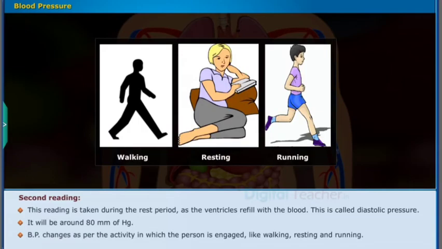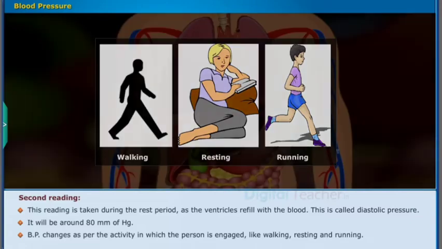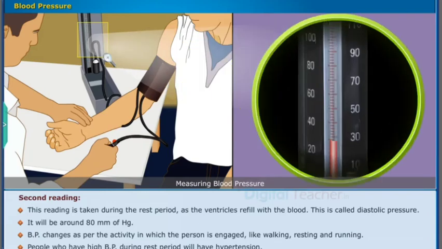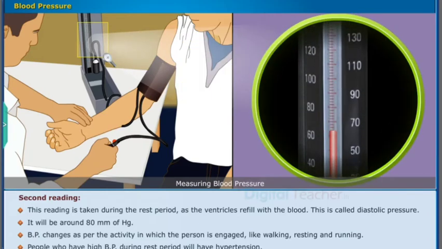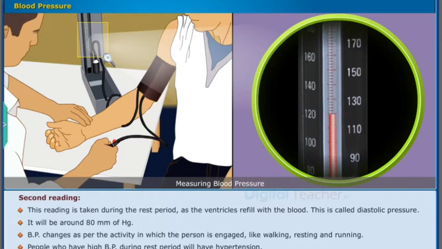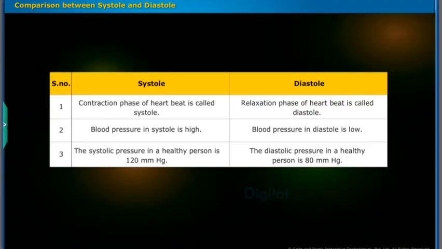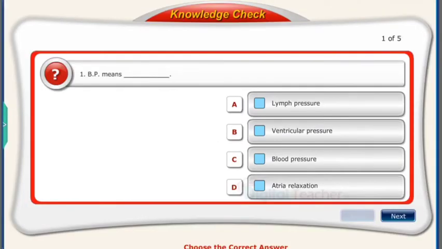BP changes as per the activity in which the person is engaged, like walking, resting, and running. People who have high BP during the rest period will have hypertension. The table on the screen gives the differences between systole and diastole. Attempt the following questions to check your understanding.